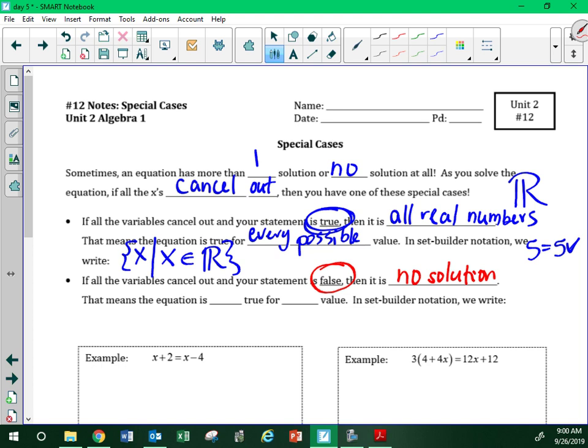That means the equation is not true for any value. So no matter what you put in, it won't work. It's not true for anything. And you should be needing your calculator right now here.